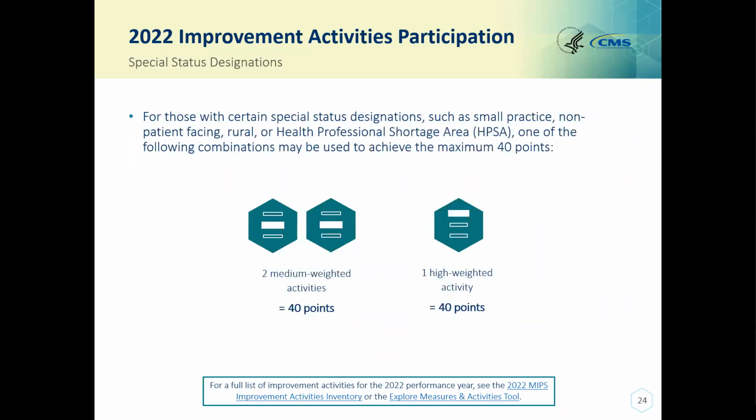Again, for those in the special status designations, since they are double weighted, they would only need to do 2 medium weighted activities for the 40 points, or 1 high weighted. There's really no way to mix and match those numbers. So next slide, please.